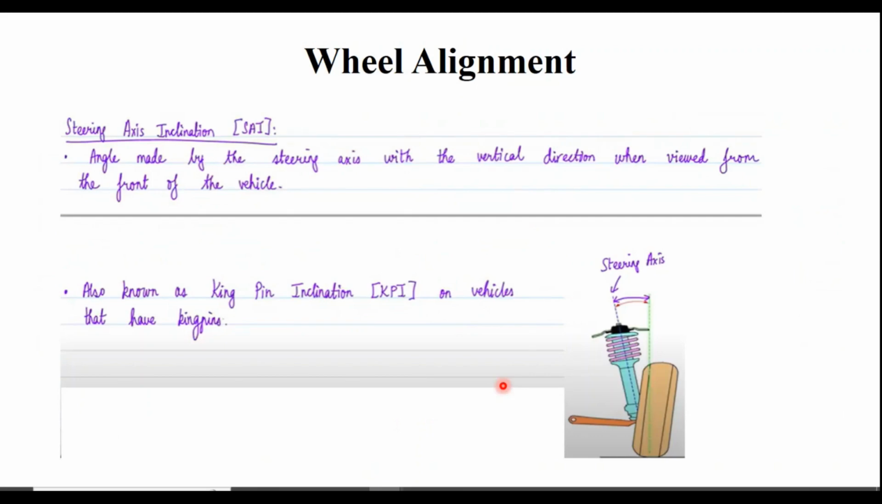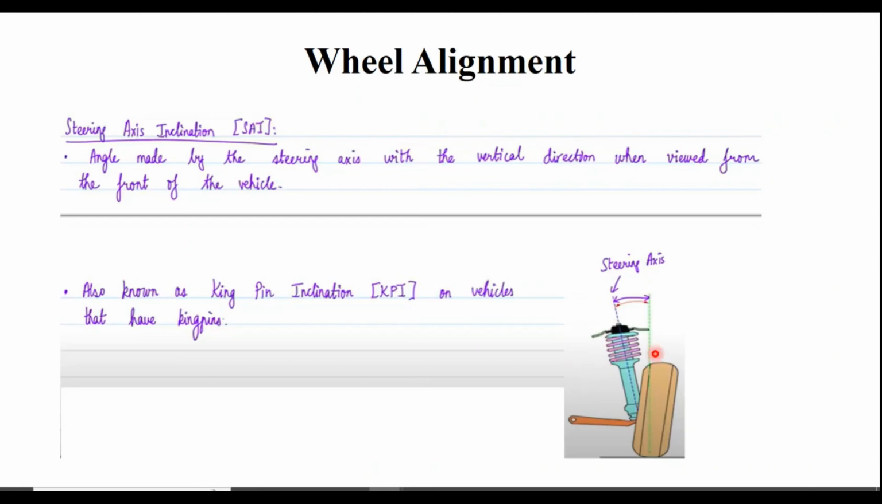And you also have another parameter called SAI, which is nothing but the steering axis inclination. How can you define the term SAI? You see here, this is the spring, or you call this a shock absorber, or the suspension. Okay, and this is the wheel. And we see that this is a steering axis, which is highlighted with a green dotted line. We also know that this is the center of the suspension system, our spring system.